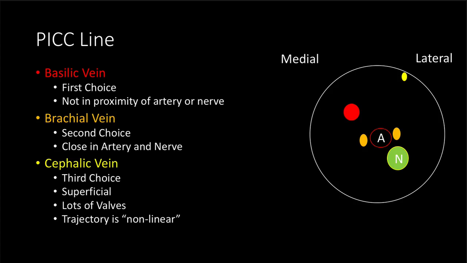The brachial vein is typically the second choice if the basilic was out. The downside is that it is close to the artery and the nerve. Cephalic vein should be your last option. Typically it's only used in fat people. Superficial location can make it technically challenging, but the real issue is that there's lots of valves and the trajectory is often non-linear, so it can be a pain to actually get the wire through.